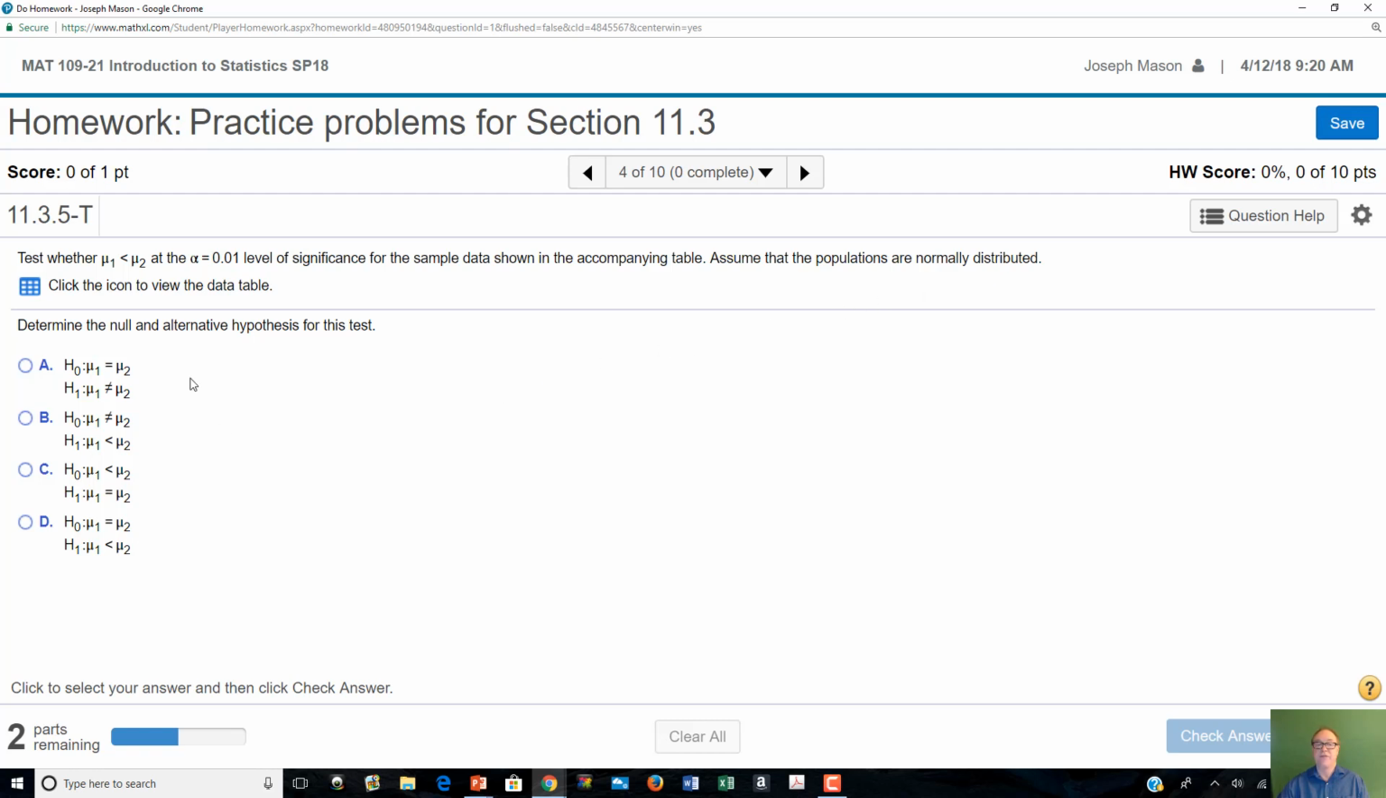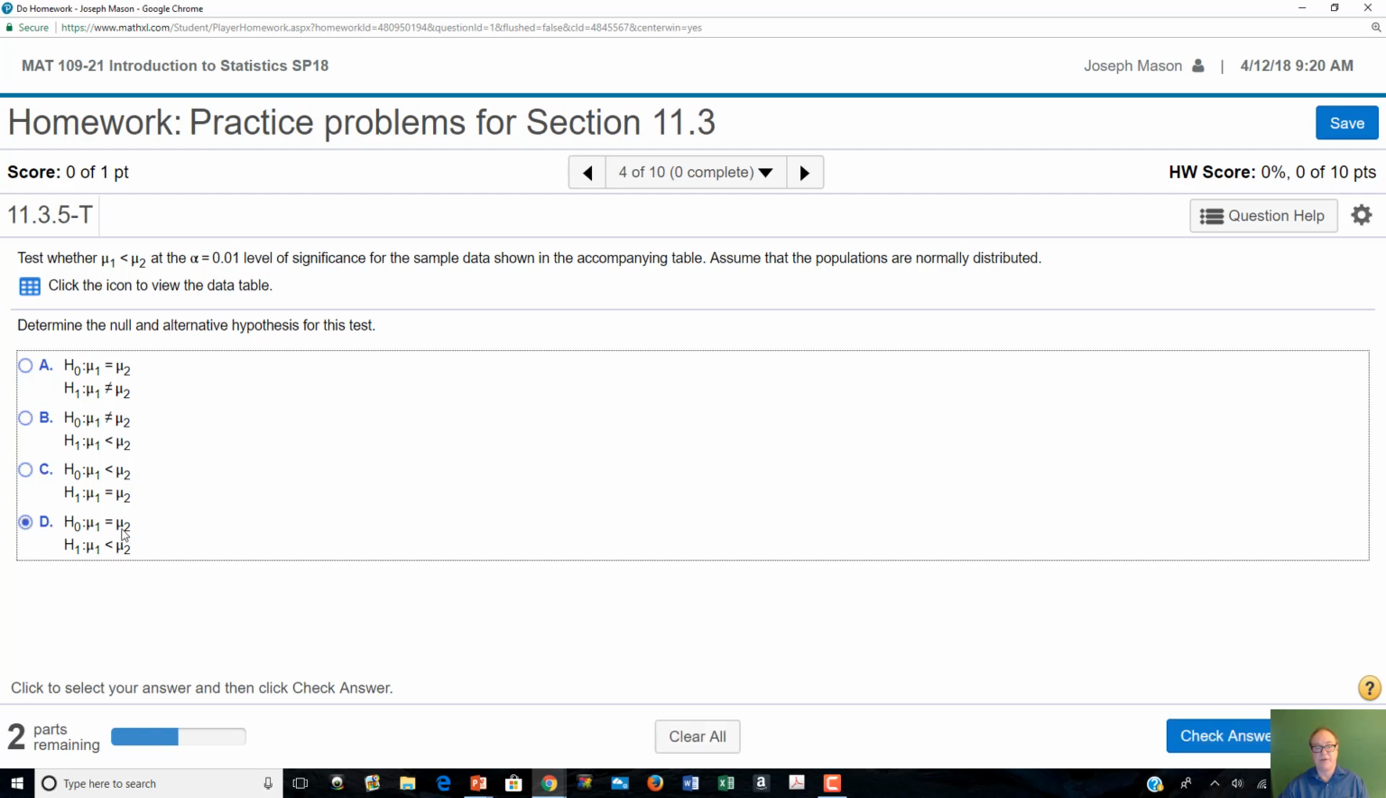Now, first off, let's look at the null and alternate hypothesis. Well, we always start off with mu1 equals mu2. Up in the problem, it said we wanted to test whether mu1 is less than mu2. So that's going to be your alternate. So the null is equals, the alternate is less than. So it looks like it's going to be down here at D. The null is mu1 equals mu2, the alternate is mu1 less than mu2. That's what we're trying to prove. So that would be that.